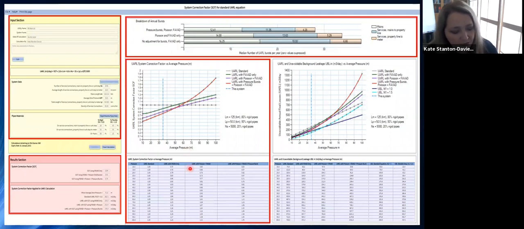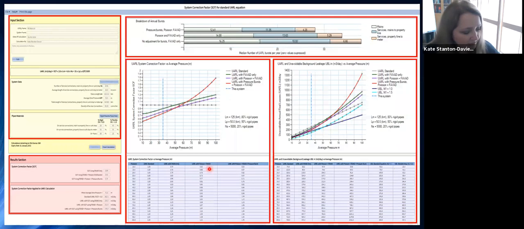The table beneath just shows the numeric values which are used to generate the graph. Sometimes the lines on the graph get very close together and it's really hard to get a very accurate reading from them, and that's where the tables below really come into their own. And then the second graph and table will plot UARL and unavoidable background leakage in cubic meters per day against average pressure. And again, you've got the table below it to see those values. As you can see here, there's an awful lot of values quite close together as the pressure drops, and the table allows you to interpret that information much more clearly.